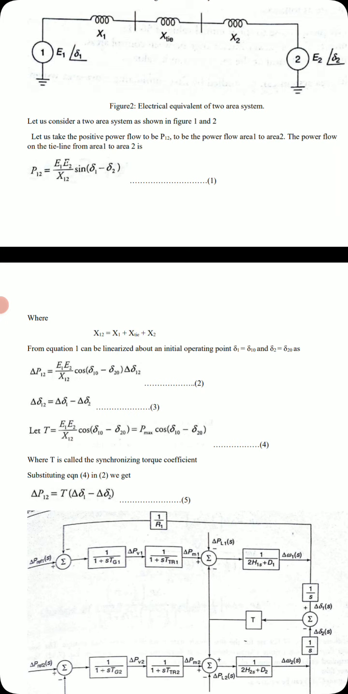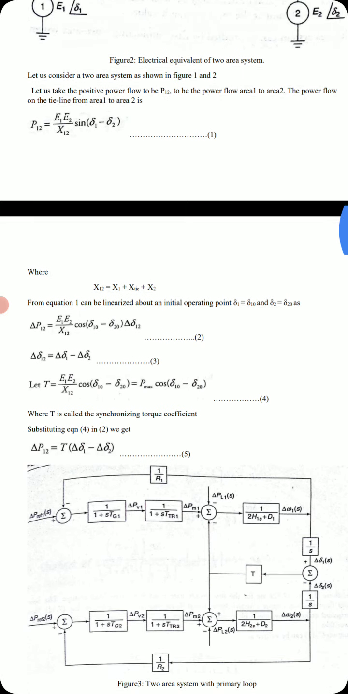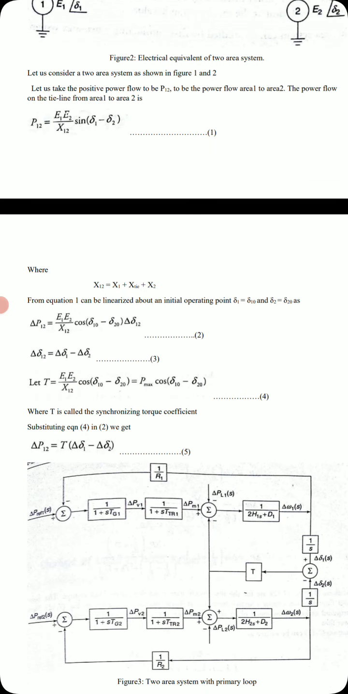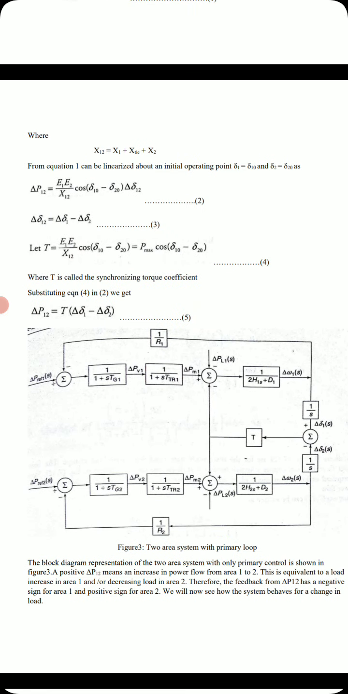So if you put this one in equation 2, delta P12 is equal to T into delta delta 1 minus delta delta 2. So this you can take as equation 5. Now we'll see the block diagram. This is the two area system with the primary loop, the block diagram representation of the two area system with only primary control.